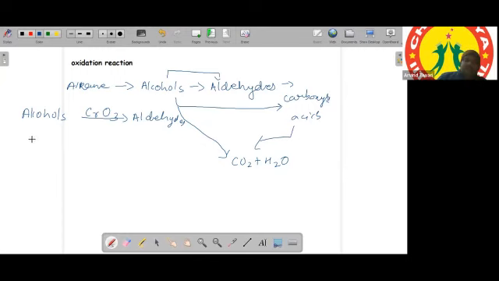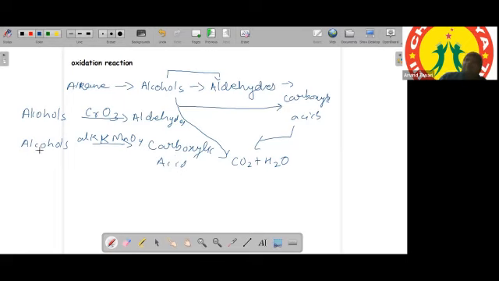Then alcohols can be converted to carboxylic acids in the presence of alkaline KMnO4. Since alkaline KMnO4 is a strong oxidizing agent, it will give you carboxylic acid. CrO3 is an oxidizing agent, but not a strong oxidizing agent. Therefore, you will be getting aldehydes in the first one. If you use alkaline KMnO4, you get carboxylic acid.